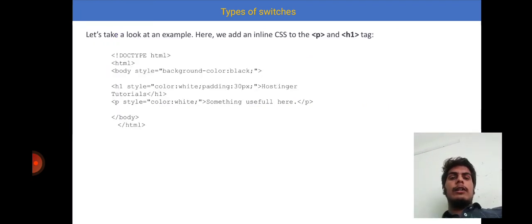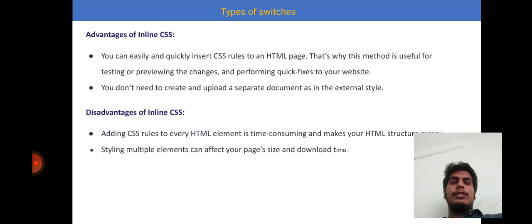Take a look at an example. Here we add inline CSS to P and H1 tags. Here's the HTML file. HTML doctype, HTML, body style, background color is black. H1 style equals color white, padding 30 pixel. Hostinger tutorials. P style color white, something useful here, closing P tag, body, HTML.